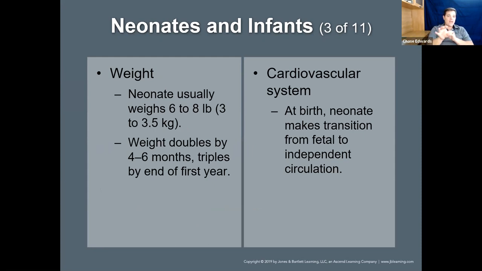All right, talking about weight. A neonate usually weighs 6 to 8 pounds or 3 to 3.5 kgs at birth. I want y'all to start getting used to kgs, okay, kilograms, and getting weights. Because when you start figuring drugs, when you start figuring drip rates and all that kind of stuff, you're going to have to know the kgs, all right, or kilograms.